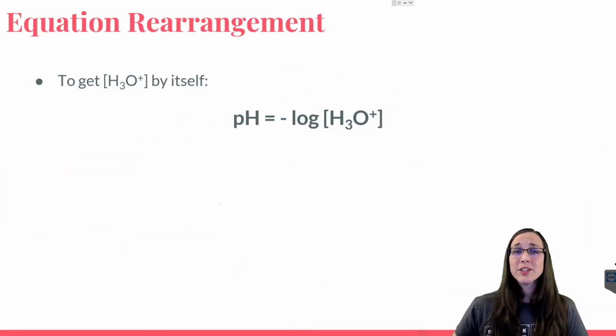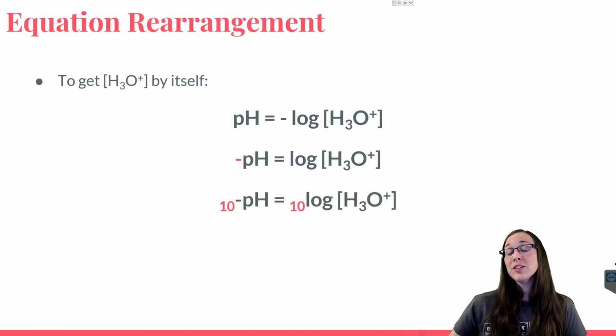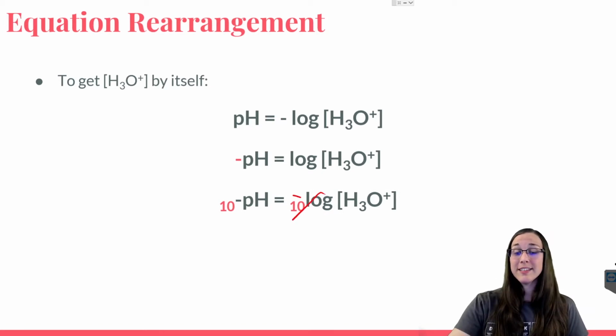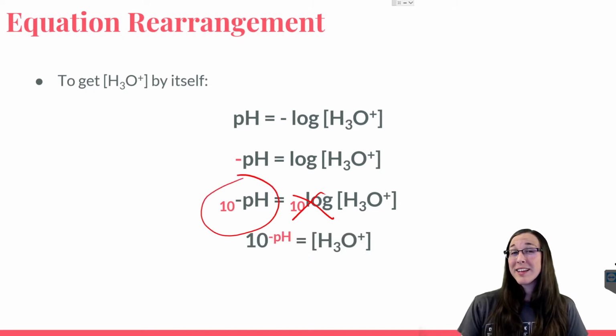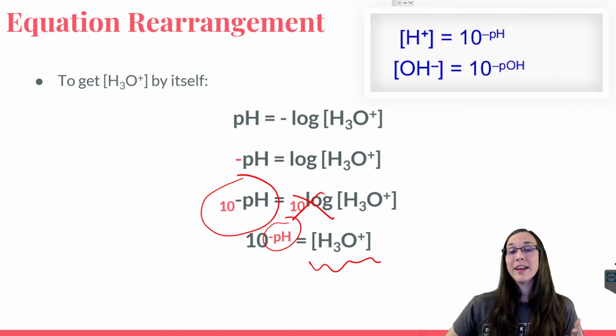In case you needed a refresher on how I rearranged those equations using logs and base 10, first we would move the negative sign over, and now we would have negative pH equal to log times the concentration of the acid. In order to undo the log, we need to base 10 it. So that would cancel out the log on this side and give us 10 raised to the negative pH on the other side. And now we can clearly see how the concentration of acid would be equivalent to 10 raised to the negative pH. And of course, the same methodology would be used to find the concentration of base, 10 raised to the negative pOH.